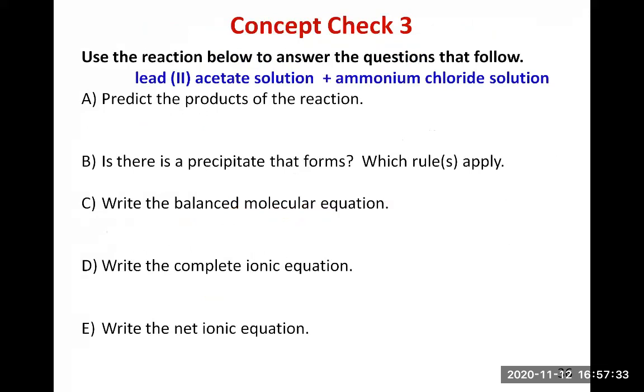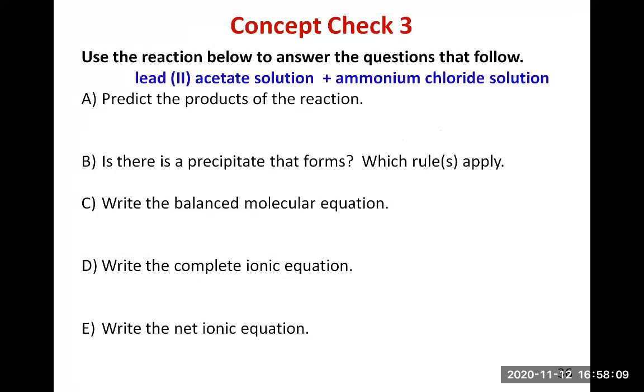So let's go through this concept check and practice writing those. So use the reaction below to answer the questions that follow. So in words, we have lead 2 acetate solution reacting with ammonium chloride solution. So these two are the reactants, and we need to find out the product of the reaction. So first question is to predict the product. So for this, you want to find out what are the ions in those solutions, because we have 2 solutions as reactant, which means it's only ions in there.